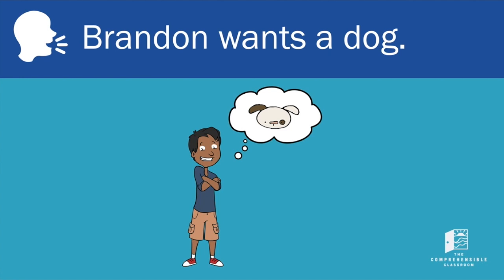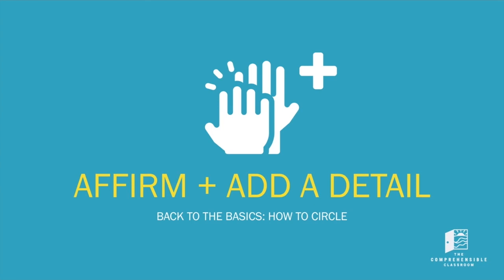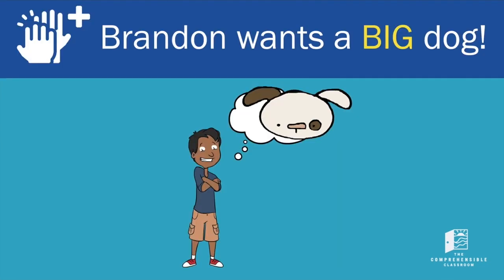Brandon wants a dog. Maybe in here there's something new. I'm going to affirm it and I'm going to add a little detail for intrigue. Brandon wants a big dog. Notice how I added that extra detail.